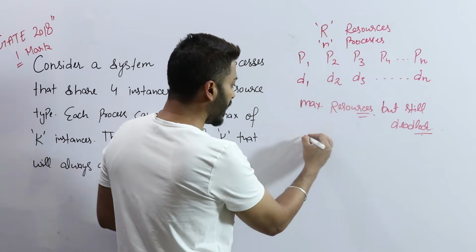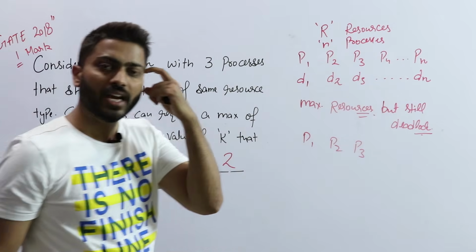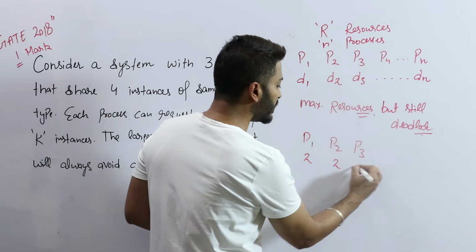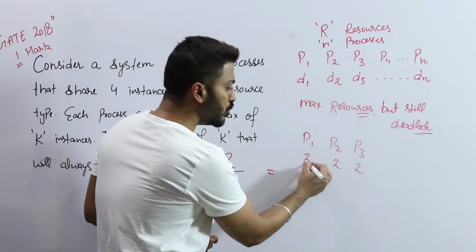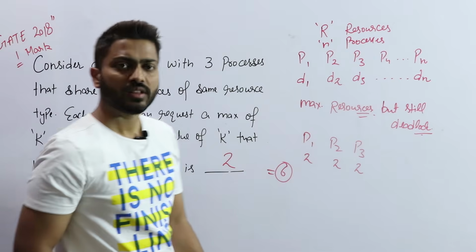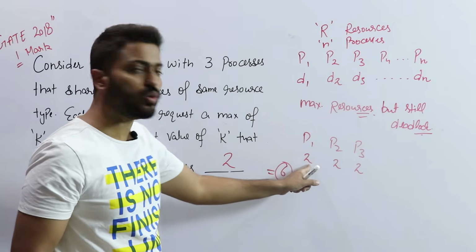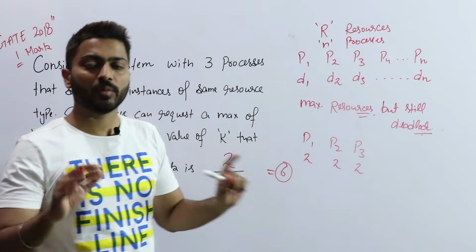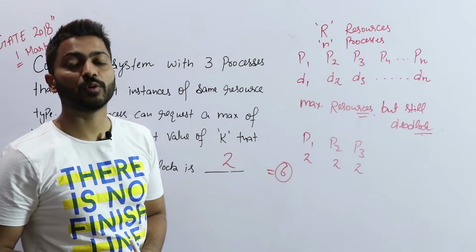Let's say I am having P1, P2, P3. Every process says their demand is 2. If I provide 2 to him, 2 to him, 2 to him, means total if I have 6 resources, then there is no problem. It is deadlock free. P1 needs 2, I provide 2. P2 needs 2, I provide 2. P3 needs 2, I provide 2. So total how many resources must I have? 6. But no, this is not the appropriate answer.